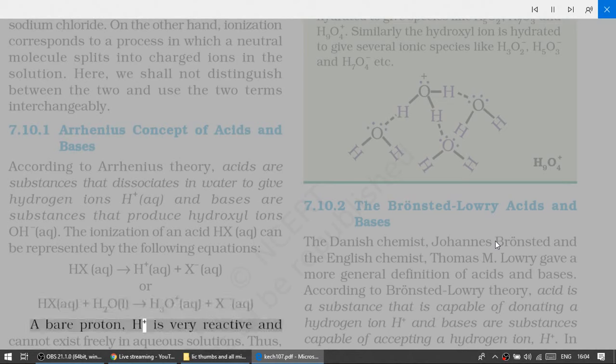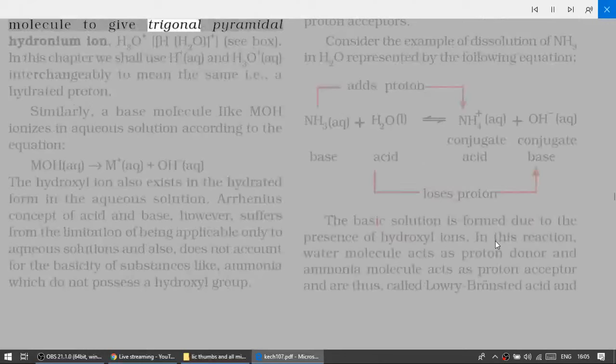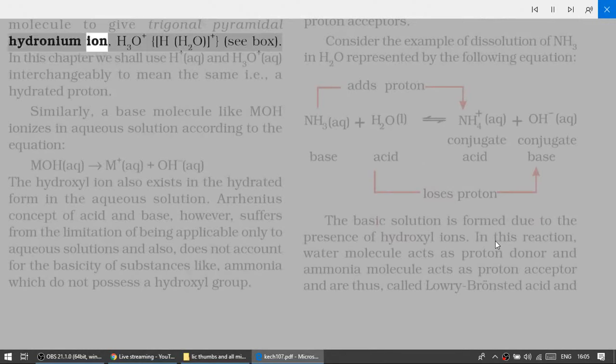A bare proton, H+, is very reactive and cannot exist freely in aqueous solutions. Thus, it bonds to the oxygen atom of a solvent water molecule to give trigonal pyramidal hydronium ion, H3O+. In this chapter we shall use H+(aq) and H3O+(aq) interchangeably to mean the same thing, a hydrated proton.